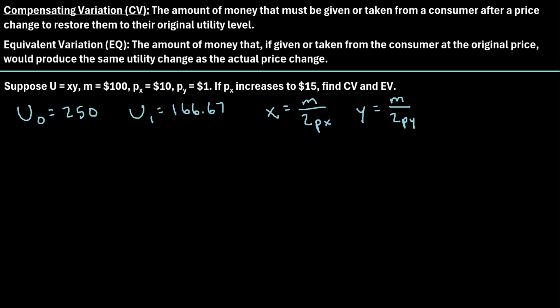So let's start by finding what is the compensating variation. So this is the amount of money that must be given or taken from a consumer after the price change to restore them to their original utility level.